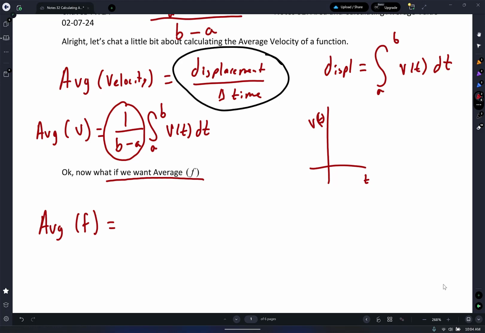I want a formula for average f. I want you to notice average velocity, 1 over b minus a, and I integrated velocity. So, yes, 1 over b minus a, integral a to b of f of t or f of x. It doesn't matter what letter you use. Remember, it's a dummy variable.